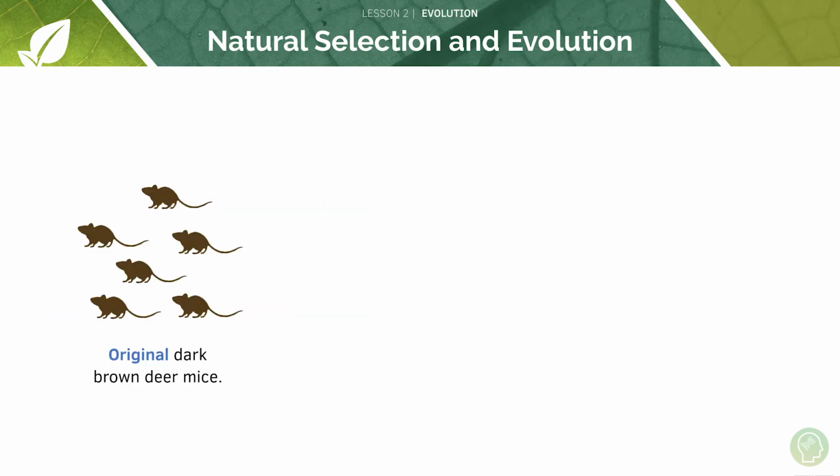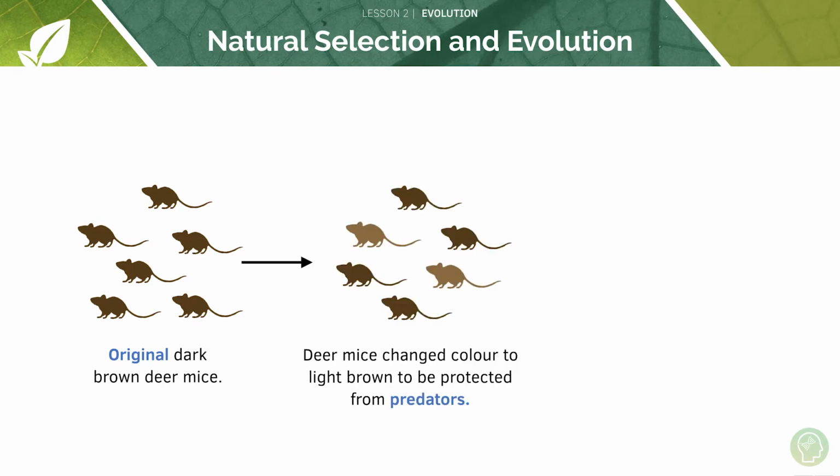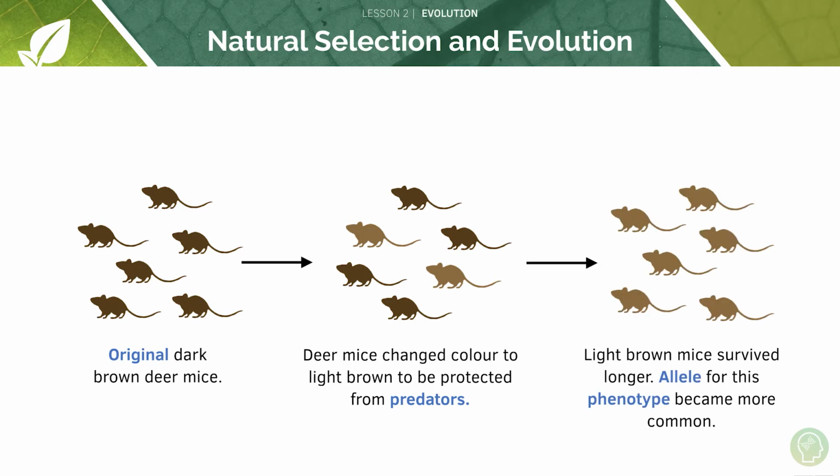So these are our original dark brown deer mice. Deer mice changed colour to light brown to be protected from predators. Lighter brown mice survived longer, therefore over time the allele for this phenotype became more common.